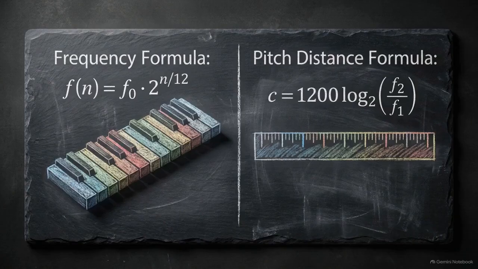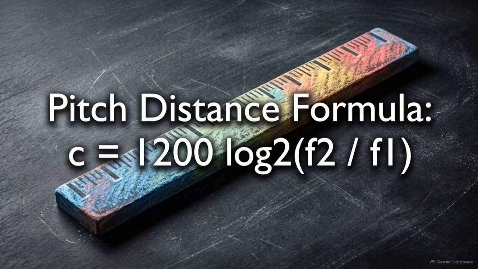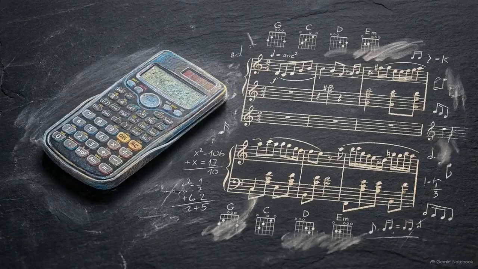We now have 2 completely distinct ways to map a keyboard mathematically. You can use the physical exponential formula to find the exact vibration speed of any single key, or you can use the logarithmic formula to measure the exact distance between any 2 notes. Layering algebra and logarithms over physical keys reveals the strict mathematical architecture hiding inside our instruments. Grab a calculator, pull up these formulas, and see if you can calculate the hidden math inside your favorite chords.